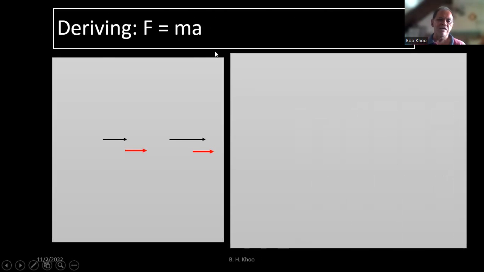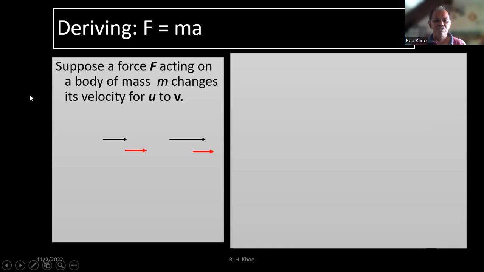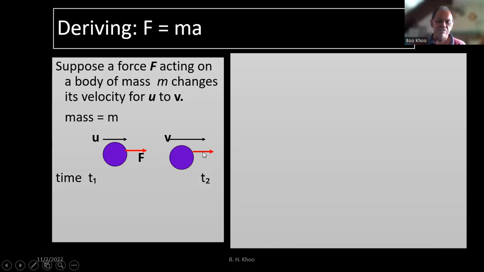Okay, deriving the equation F equals ma. Right? F equals ma is a derived equation. Definition is from Newton's second law. Suppose a force acts on a body of mass m and changes the velocity from u to v. I can draw a picture of it. There's a body, a mass m. Initial velocity is u, and there's a force acting on it at time t1. And at time t2, the velocity is v, and the force is still acting on it.